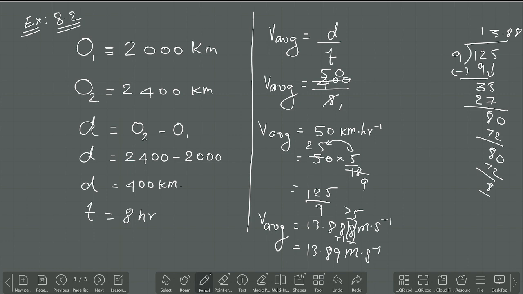So, next numerical. Example number 8.3. Read the question. Usha swims in a 90-meter long pool. She covers 180 meter in 1 minute by swimming from one end to the other end and back along the same straight path. Find the average speed and average velocity of Usha.